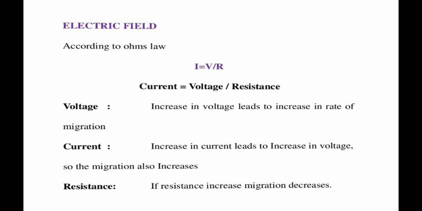If you have to give the definition of resistance: resistance R of an object can be defined as the ratio of voltage V, which is measured in volts, to the current I, measured in amperes, in accordance with Ohm's law, that is R is equal to V upon I. So the rate of migration of ions is inversely proportional to the resistance. That means if your resistance increases, the migration rate decreases.